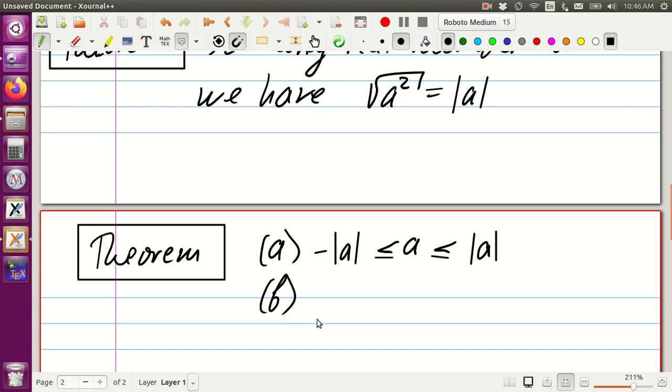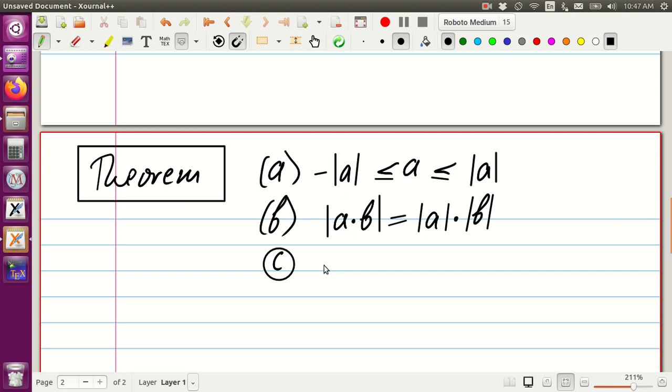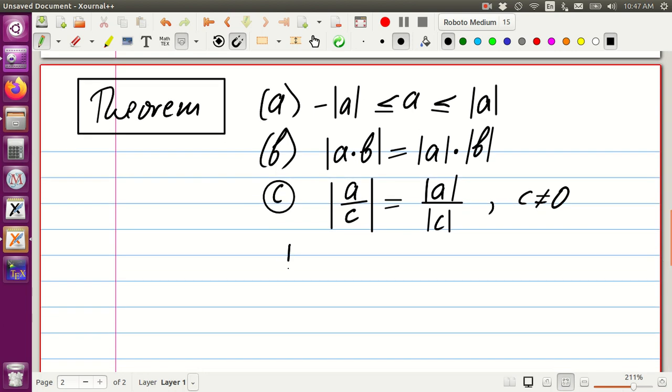Part B of the theorem says that if you take an absolute value of a times b, it's going to be equal to the absolute value of a times the absolute value of b. In part C of the theorem, we have that a divided by c with an absolute value is the absolute value of a over the absolute value of c, and definitely we can't divide by 0, so we should exclude 0 from consideration. The last part, D, follows from rule B. It says that if you take a to the power n and have an absolute value, it's the same as taking an absolute value of a and raising it to the power n.